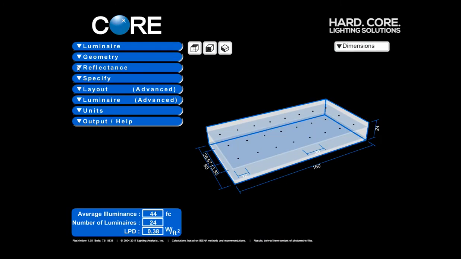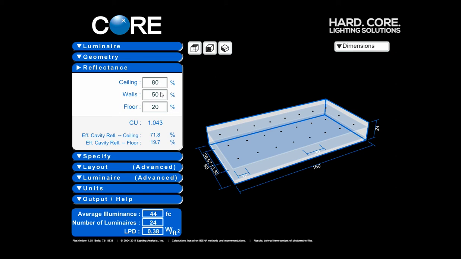The next tab is Reflectance. 80, 50, 20 is the standard for our industry. They can be changed. For instance, if you're working on an ice rink, you can change the floor to a higher reflectance. But generally, for most applications, you're going to want to leave it at 80, 50, and 20.